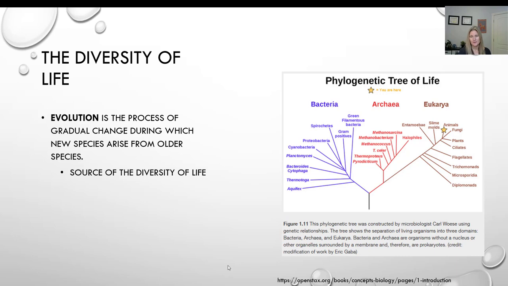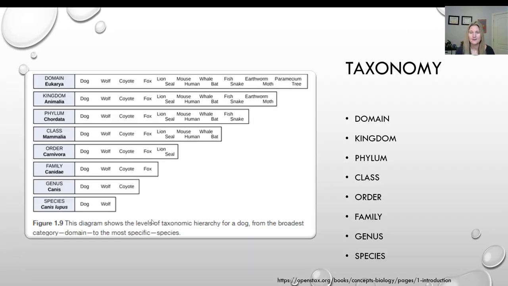Now, if we look here on the right-hand side, this is a figure from your textbook that shows the tree of life, also known as the phylogenetic tree of life. This can show how all living things are related to each other, and that relationship is due to the process of evolution. So new species arise from old species.